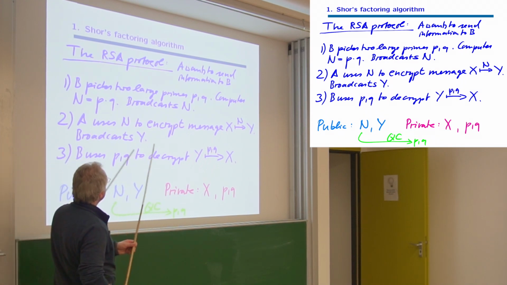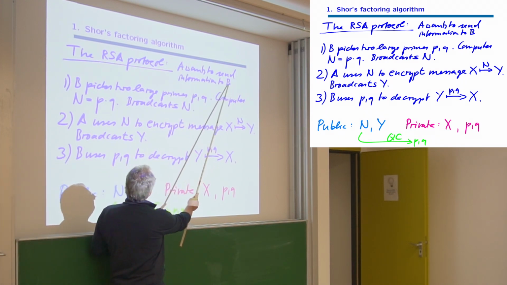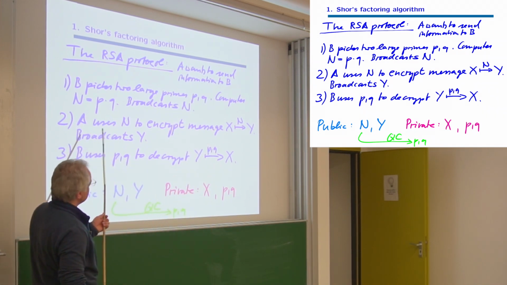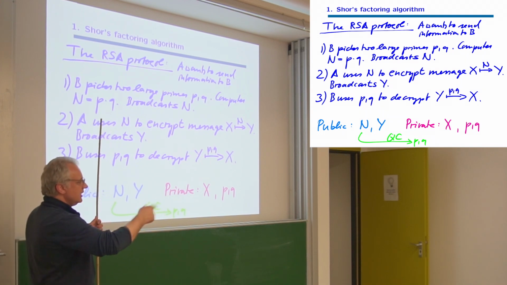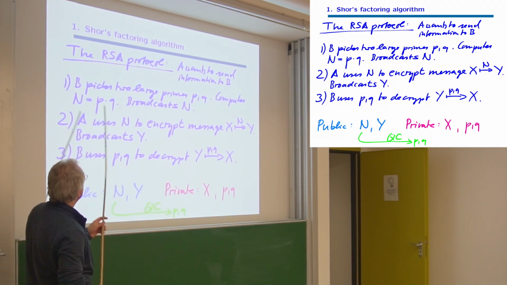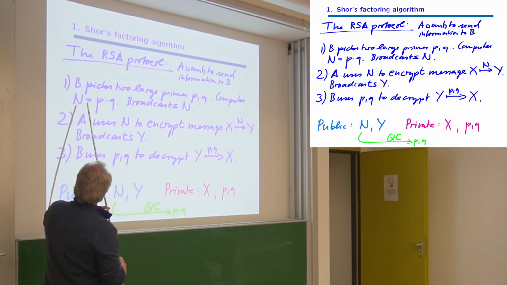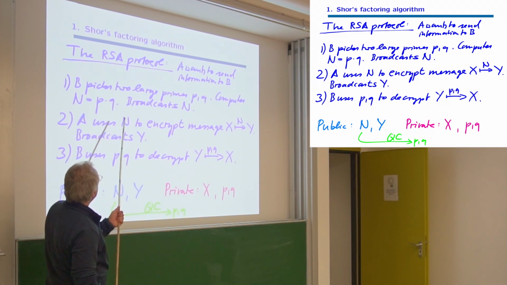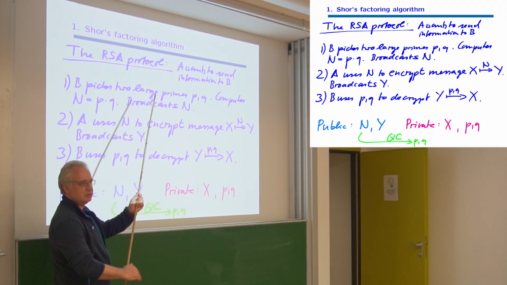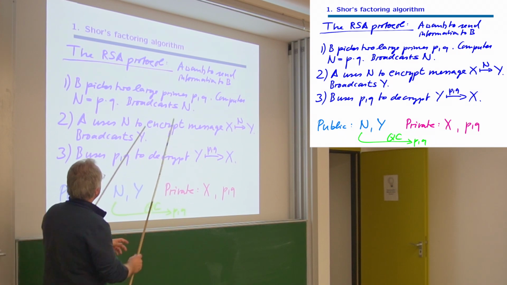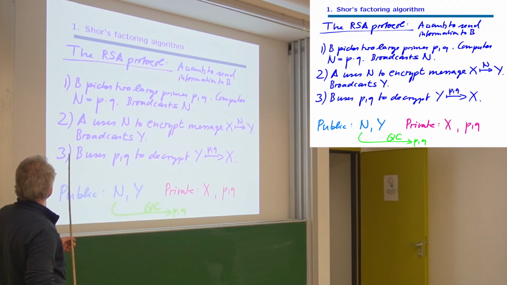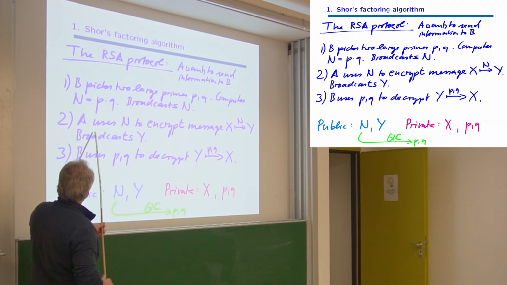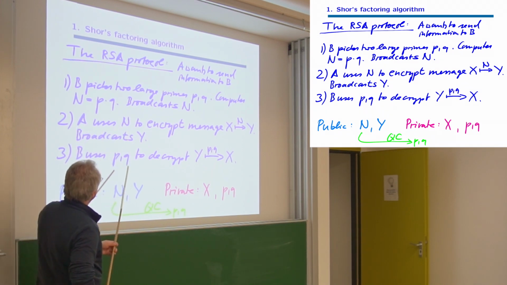Our setting is that we have a sender A and a receiver B, and A wants to send a message to B. The protocol starts with the receiver. It is somehow indicated to the receiver that a sender A wants to send a message. So the receiver picks two large primes and multiplies them and broadcasts the product to the whole world. There's nothing secret about it. Everybody can know that product.